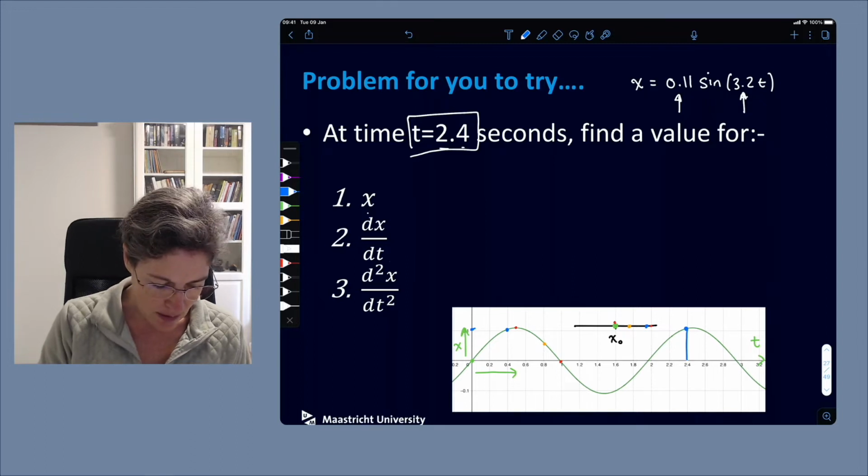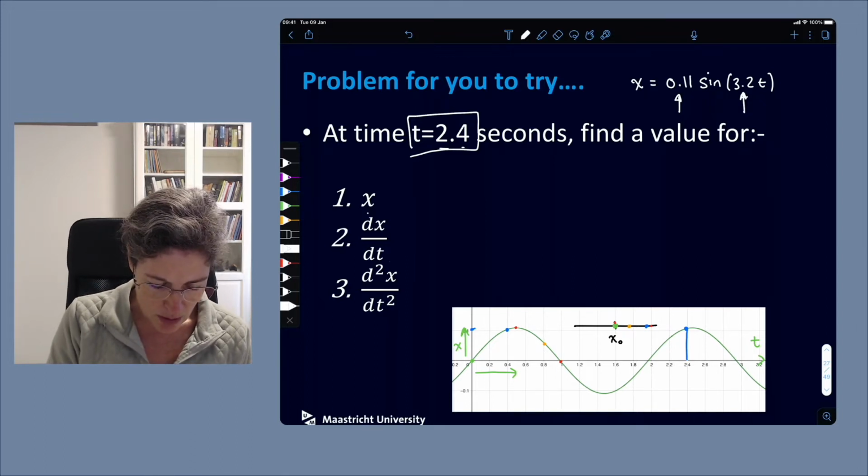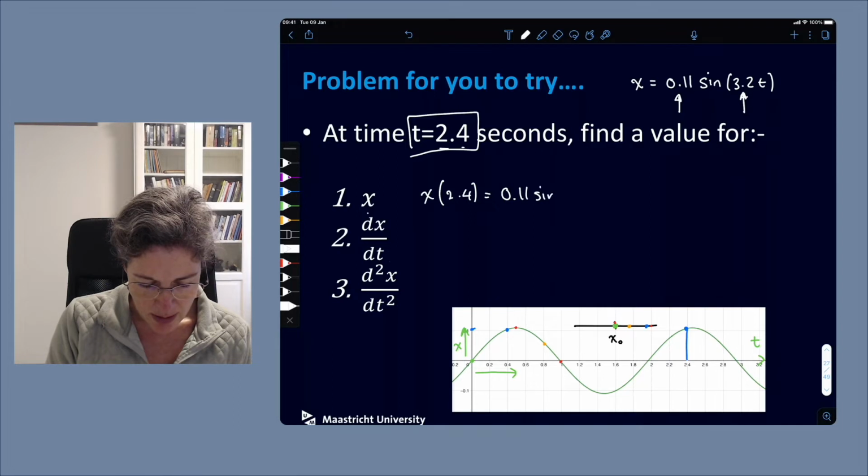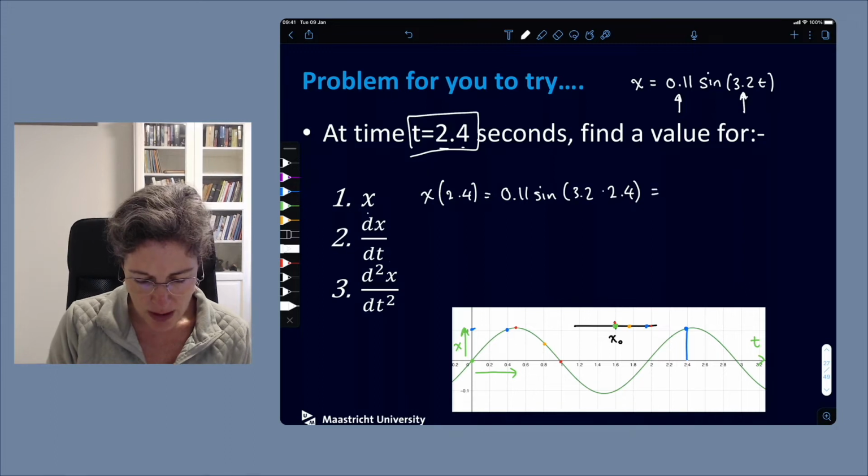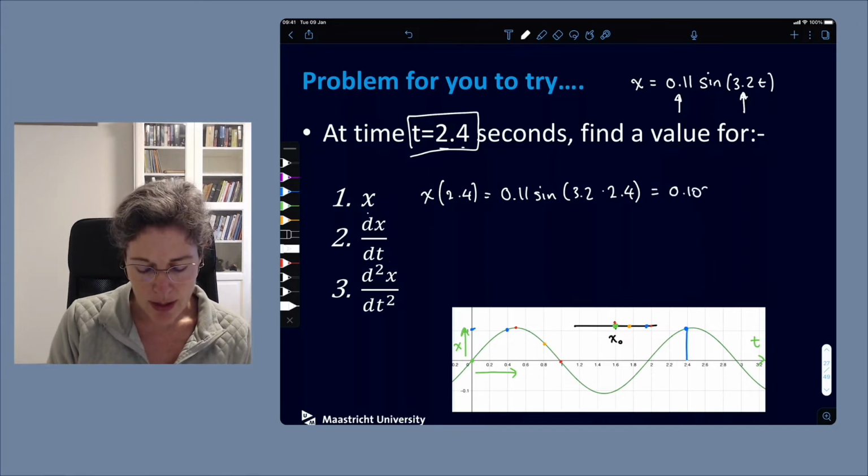But let's do the maths. So let's plug this in. So we've got x at 2.4 must be equal to 0.11 times the sine of 3.2 times 2.4. And if you plug this into your calculator, you should get 0.108.